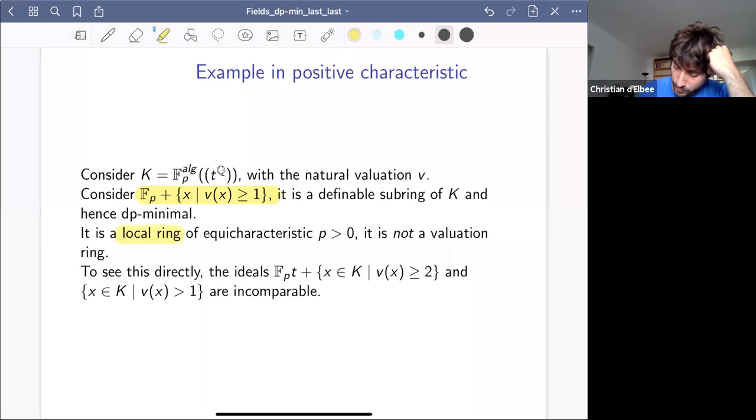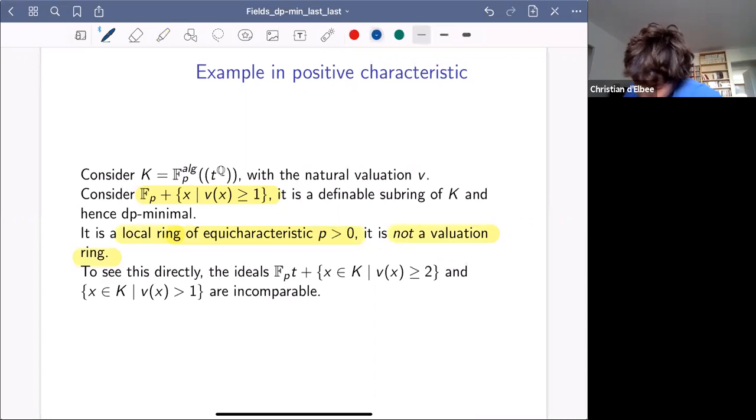So it's a local ring of equicharacteristic p, okay. But it's not a valuation ring because you have these two ideals. If you look at F_p plus the elements of valuation greater than or equal to 2, then you have T in this one, but T is not in this one. And you have T to the 3/2, which is in this one and it's not in the other. Okay, so it's not a valuation ring. Recall that in a valuation ring every pair of ideals should be comparable.